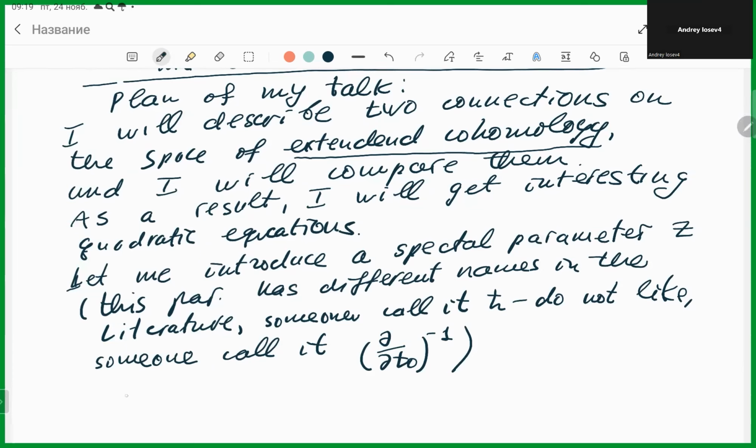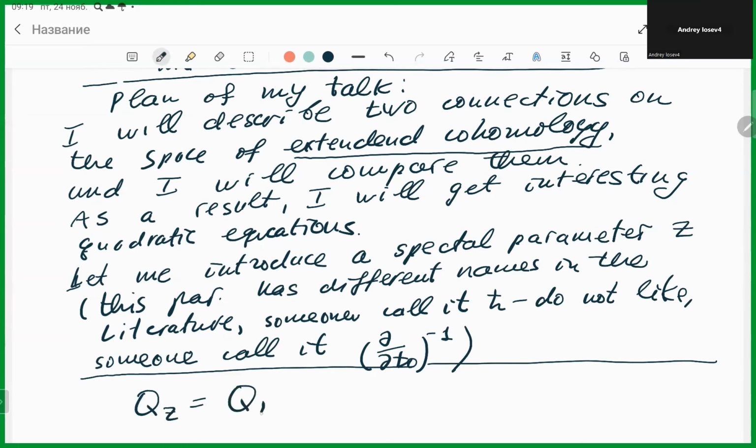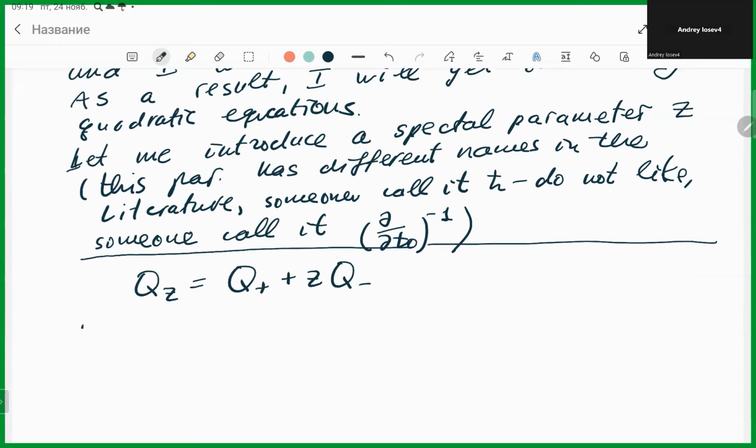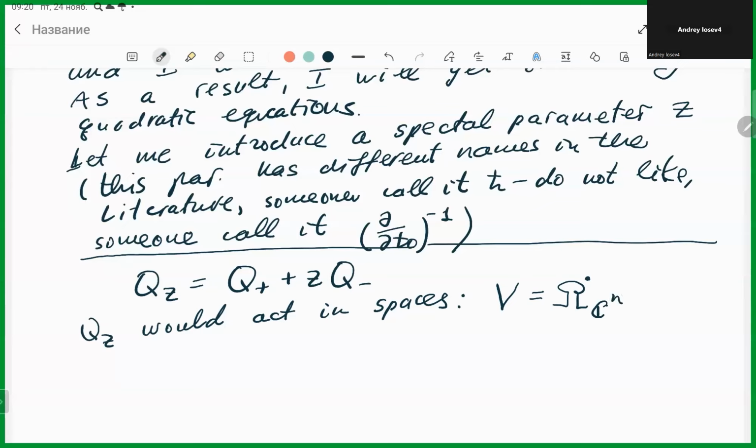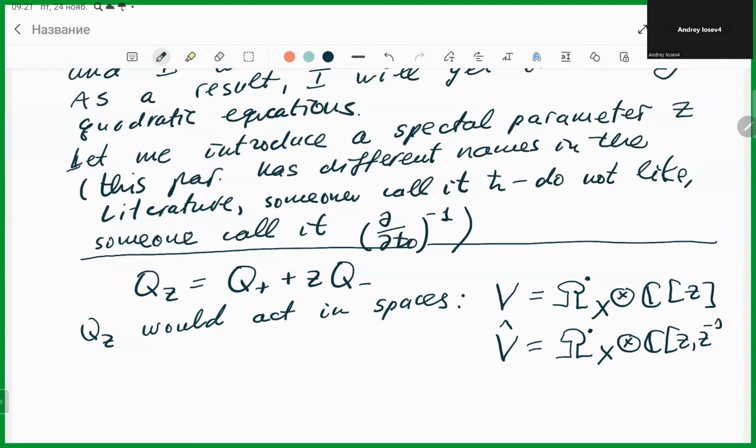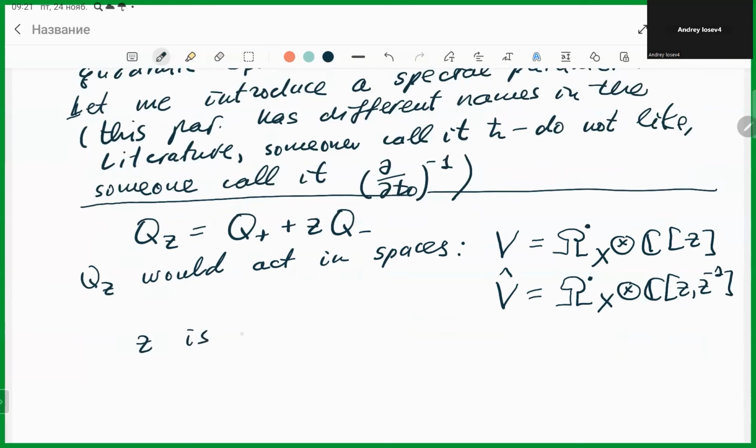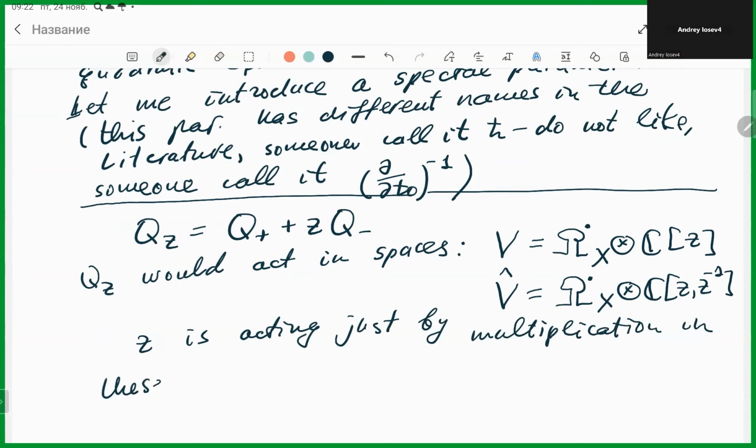So I would like to study Q_Z, that is Q plus Z Q minus, and where this Q_Z would act. I will consider different spaces. I will consider the space H, probably I'll call it V, that is differential forms on, in the simple case, C^n. It could be not C^n, but I may even call it X. Let me consider the general case, times polynomials in Z. And there will be another space, V hat, where I'll consider formal power series in Z and Z minus 1. Z is acting just by multiplication in these spaces.